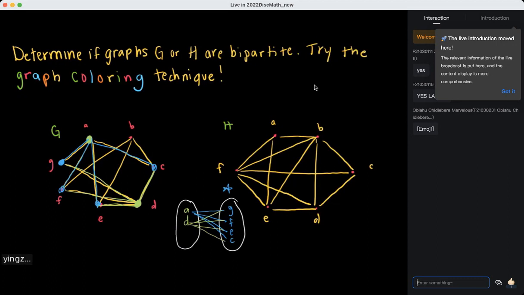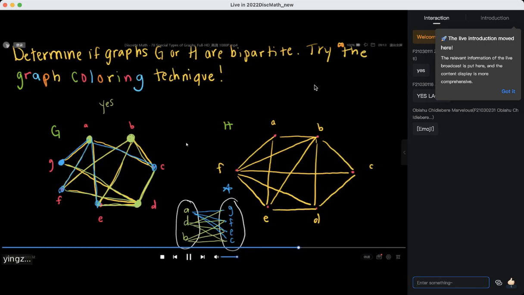And then I'm going to look at B. B is connected here to a blue, so we have to color it green. Remember, we can't have two of the same color connected to one another. So green to blue, so B to F and B to E and B to C. So yes, this is in fact a bipartite graph because I used the graph coloring technique to determine it.